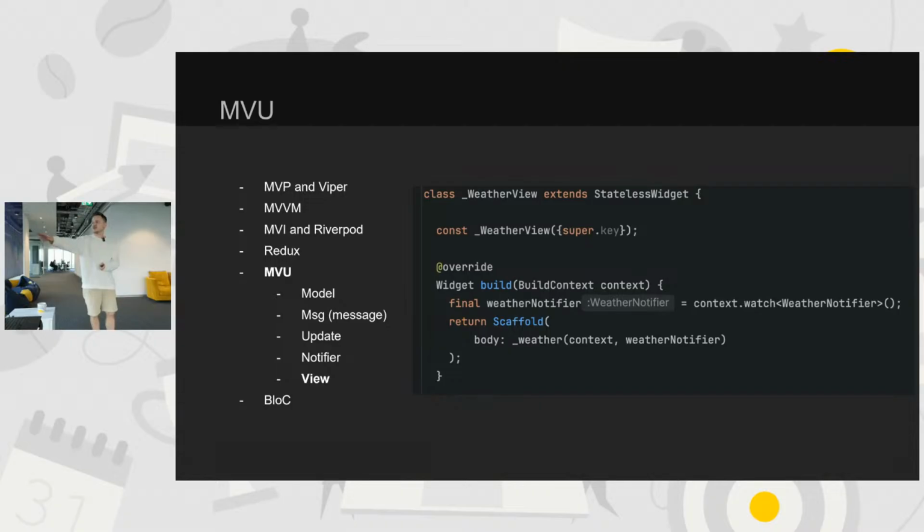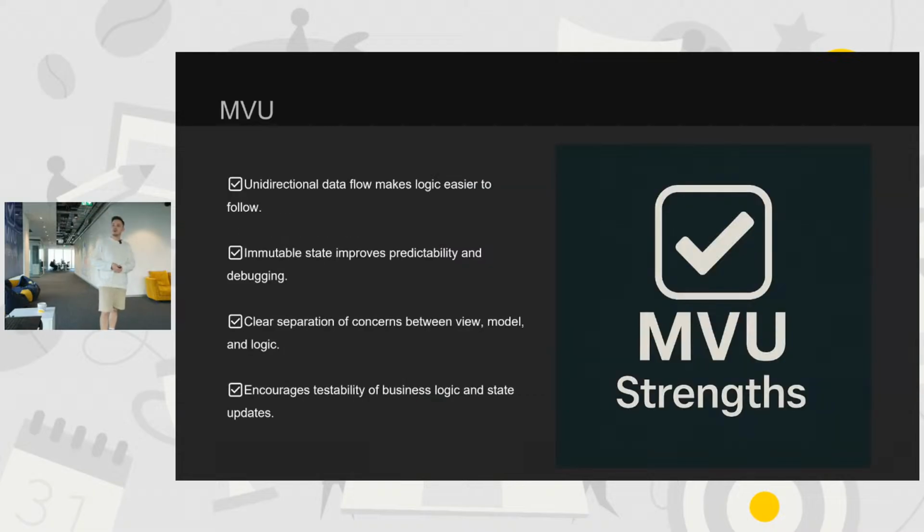So again, I just use context watch on this weather notifier, and when it's being updated, our structure is being redrawn. Yeah, here's the strength. So again, immutable state, simply the same as the MVI pattern. Unidirectional data flow, actually the same. Clear separation and encourages testability, actually almost the same.